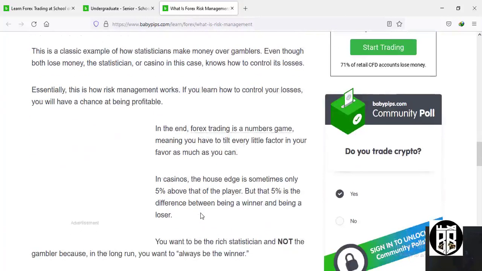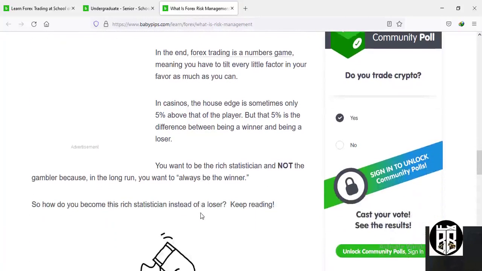Forex trading is a numbers game, meaning that you have to tilt every little factor in your favor as much as you can. In casinos, the house edge is sometimes only 5% above that of the player, but that 5% is the difference between being a winner and being a loser.